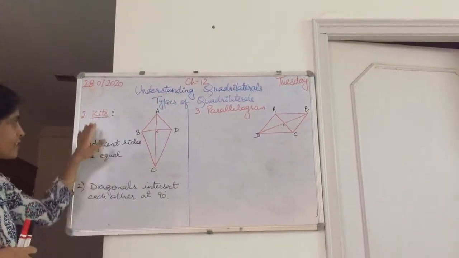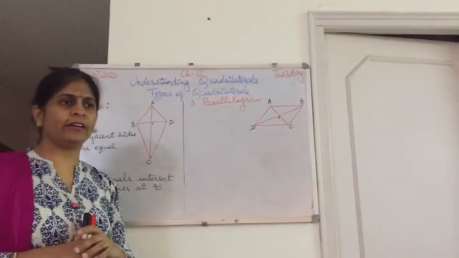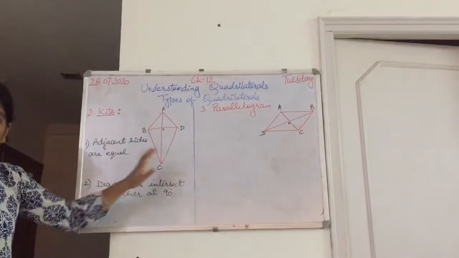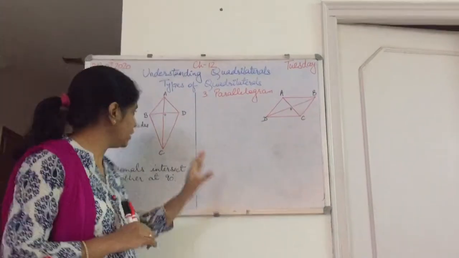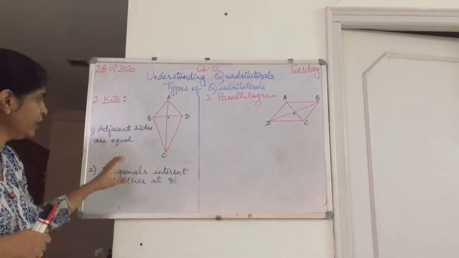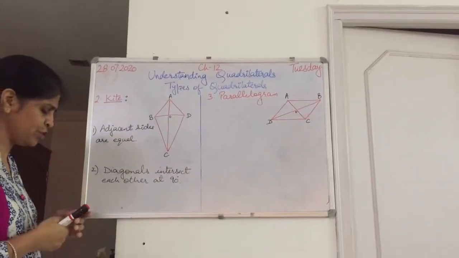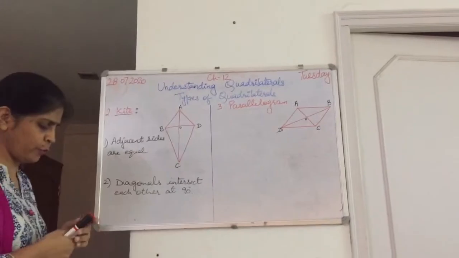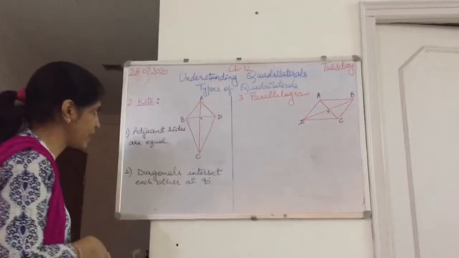Okay students, let's discuss the second type of quadrilateral, that is the kite. Now a kite looks like a kite only. It is a little bit longer from the bottom side and it has only two features. What are the two features? Adjacent sides are equal. Adjacent means the neighboring sides.